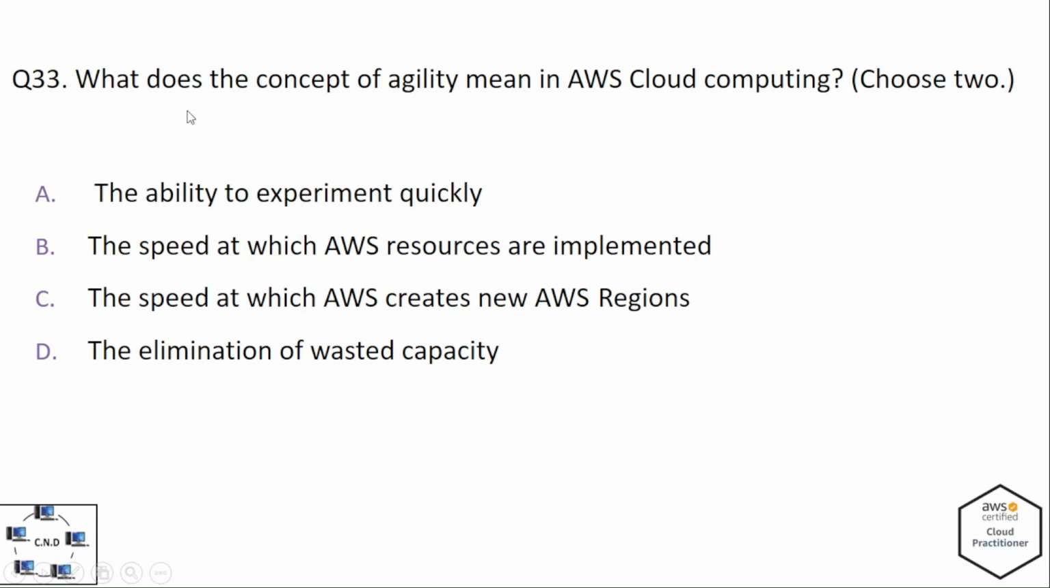Question number 33: What does the concept of agility mean in AWS cloud computing? We have to choose two options, and the options are A. The ability to experiment quickly, B. The speed at which AWS resources are implemented, C. The speed at which AWS creates new AWS regions, and D. The elimination of wasted capacity. And the correct options are the ability to experiment quickly and the speed at which AWS resources are implemented.